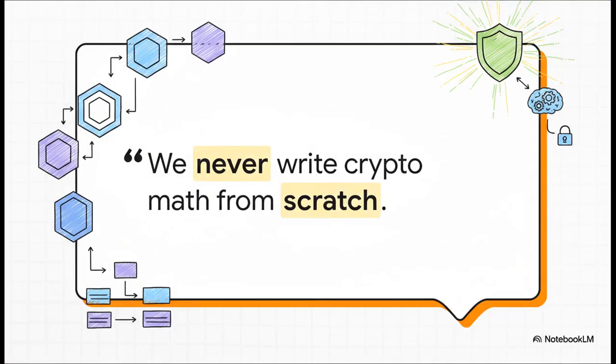But hold on. Before we write a single line of code, we have to talk about the absolute golden rule of cryptography. You can see it right here. We never, ever write our own crypto math from scratch. The math is just unbelievably complex, and the tiniest, most innocent-looking mistake can open up a massive, catastrophic security hole.